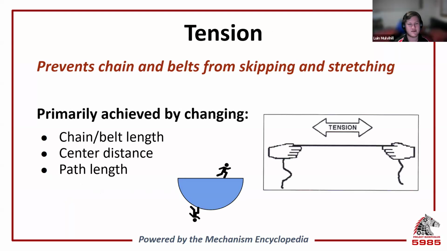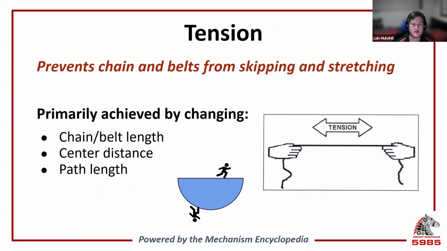So as previously mentioned, having proper tension reduces losses in your systems by preventing your chains and belts from skipping and stretching. In some cases, you can't achieve the exact center distance required for your design due to machining tolerances or the fact that there's something in the way. This can leave your belts and chain too tight, but more often than not, too loose.